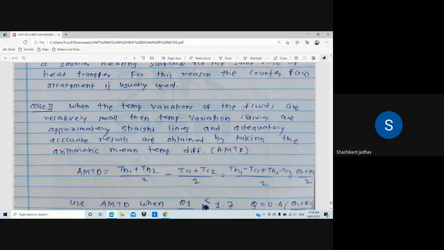समजले? त्यामुळं हीट ट्रान्सफर रेट जो असणार आहे तो काउंटर फ्लो मध्ये चांगला मिळणार आहे किंवा जास्तीत जास्त हीट काउंटर फ्लो मध्ये ट्रान्सफर होणार आहे. सो देअर फोर युजली वी हॅव टू यूज दिस काउंटर फ्लो हीट एक्सचेंजर.